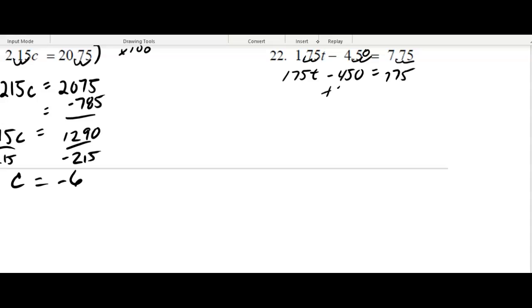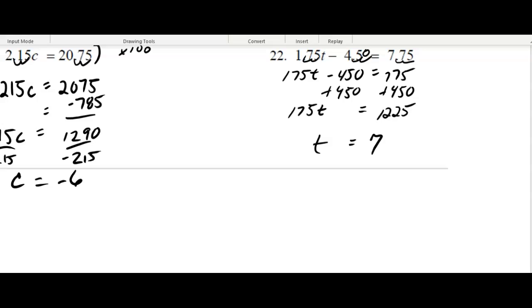So now we just have a 2-step with big numbers. So I add 450 to that. That's 1225. And my 175t drops down. Okay, and I take that 1225 and I divide it by 175, and my t equals 7.